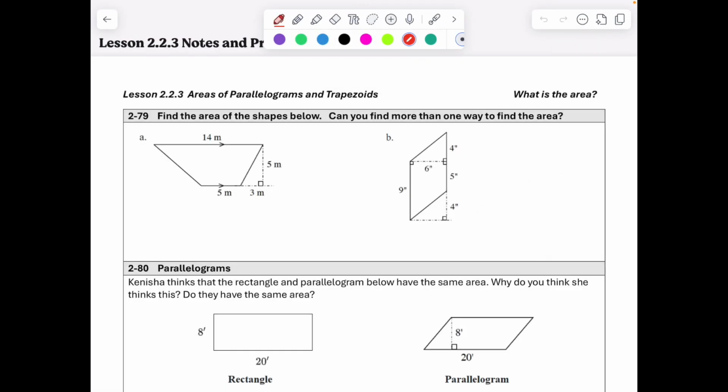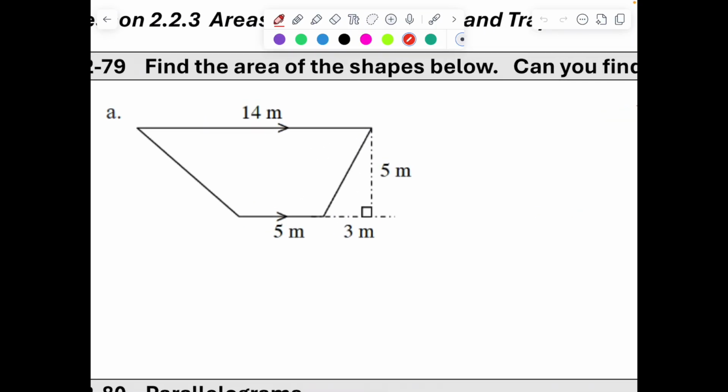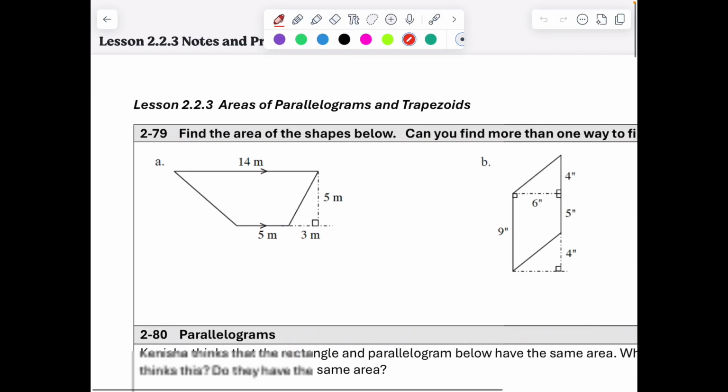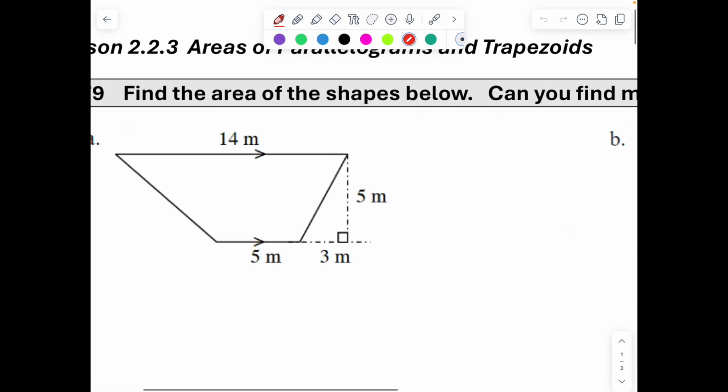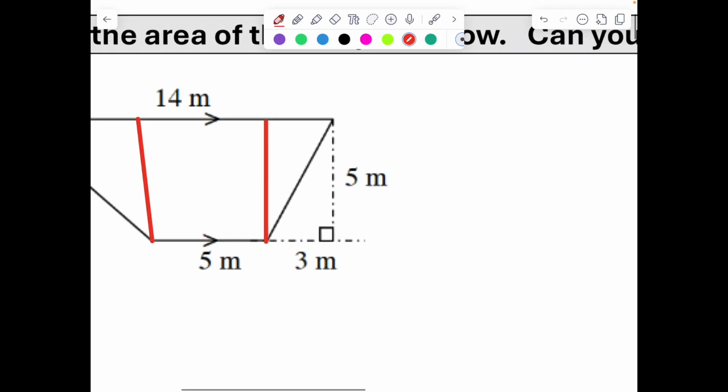This is lesson 223, area of parallelograms and trapezoids. So it wants us to find the area of the shapes below. We do not currently have any sort of formula for a trapezoid. That's what this shape is right here, but we could chop it up into shapes that we do know the area of. So I'm noticing that maybe we have two triangles and this rectangle here.